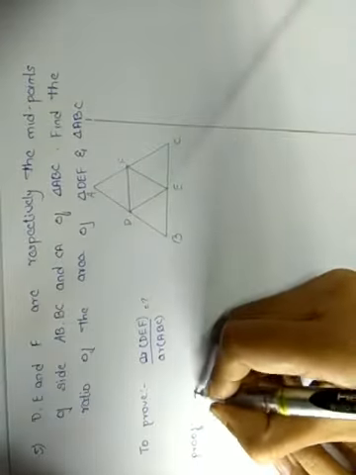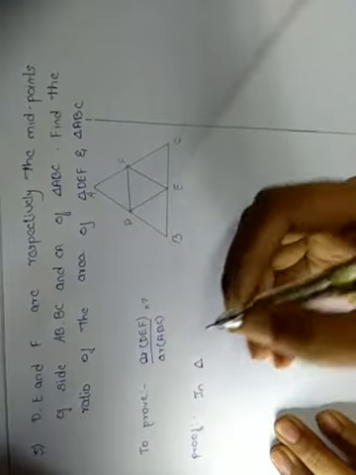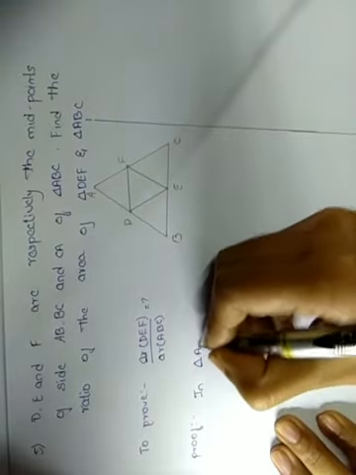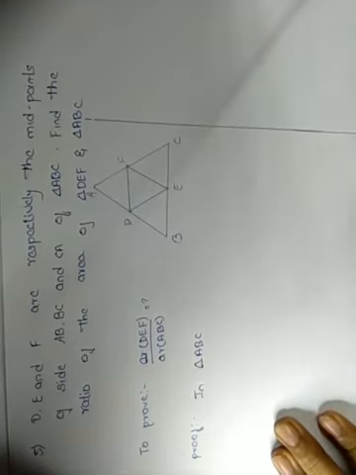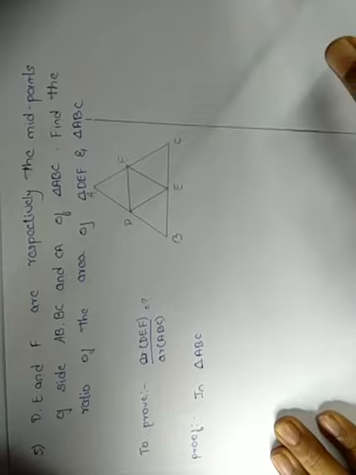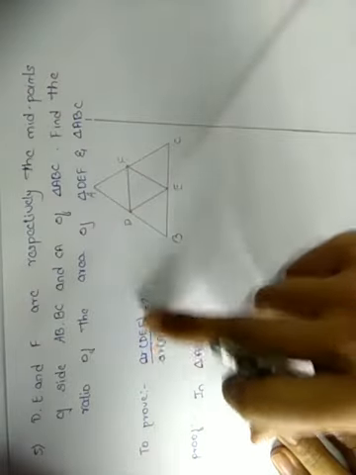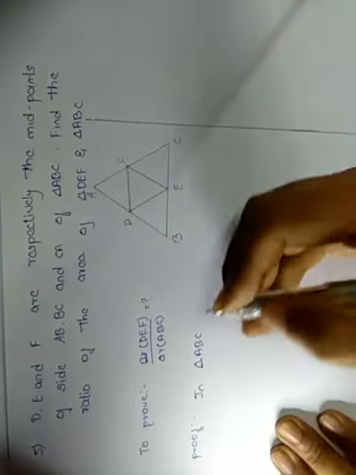Let's begin the proof. In triangle ABC, to prove this, we are going to apply the midpoint theorem, right? After the midpoint theorem, next we are going to say that the two triangles are similar. Later on, we'll prove what the ratio of the areas of these two triangles is, right?